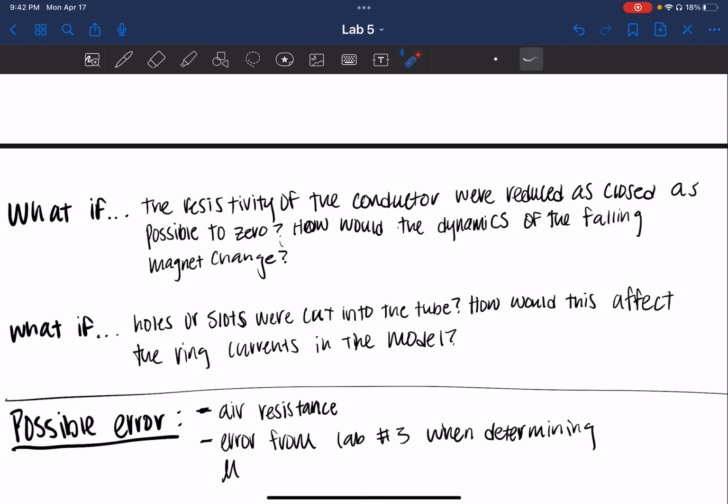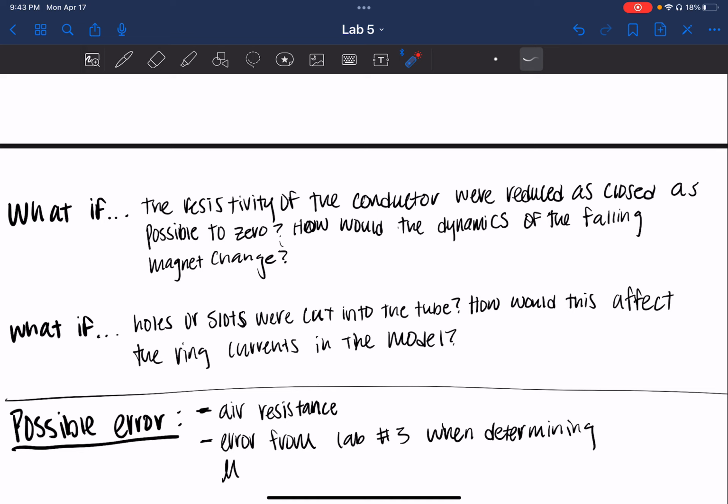That would mean that it would probably be closer to the computational model because the current would have no resistance, and so therefore it could immediately act. How did the dynamics of the magnet falling change? It would probably fall slower and closer to free fall instantly.